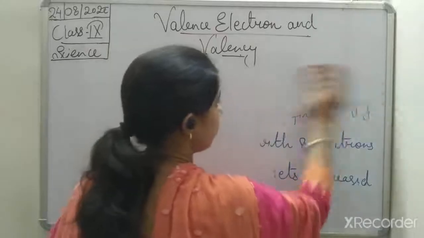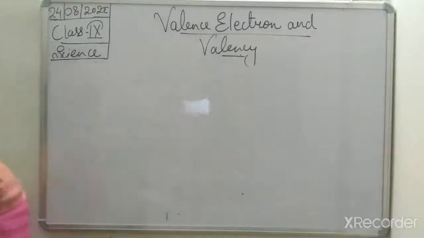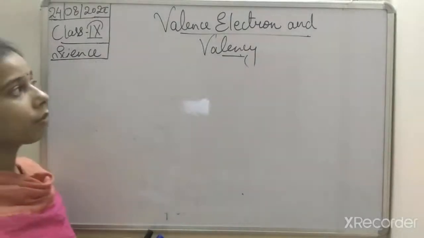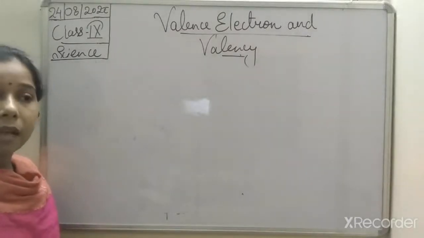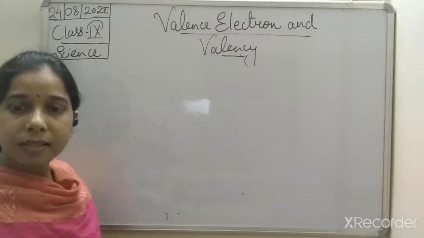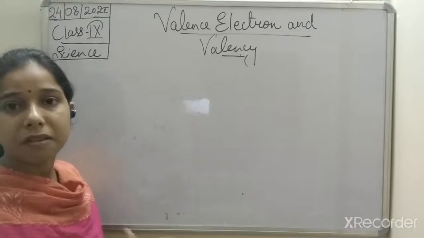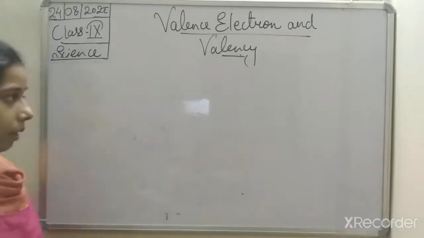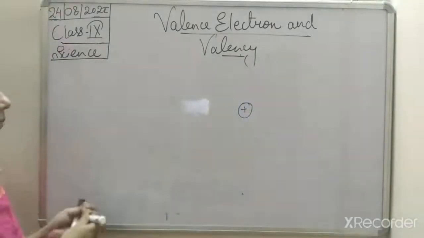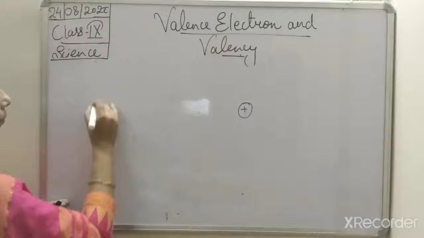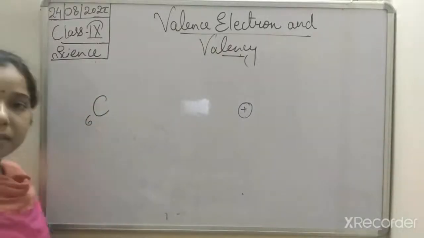Discuss about the valence electron. Now you see here, students, when we talk about the valence electron and valency. So what is a valence electron? The electron which is present at the outermost shell of the atom is known as the valence electron. How? You see here. If suppose a shell is there, if you talk about any atom like carbon. So carbon, atomic number of carbon is 6.